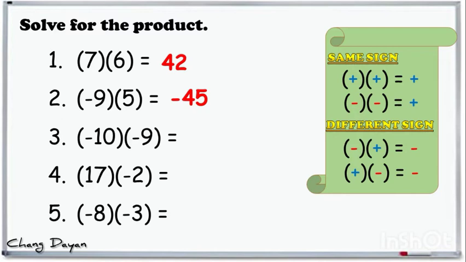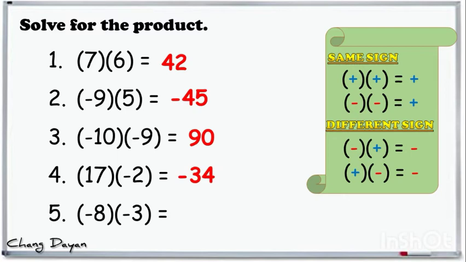For number 3, both have same sign. Negative 10 times negative 9. Since they have the same sign, our answer here is positive 90. Now let us have number 4. As we all know, they have different sign. Therefore, our answer must be negative. Remember, positive times negative is negative. So, 17 times negative 2 is equal now to negative 34.